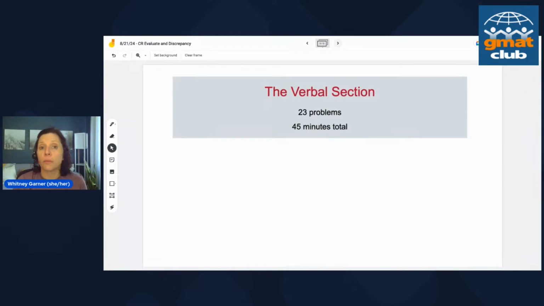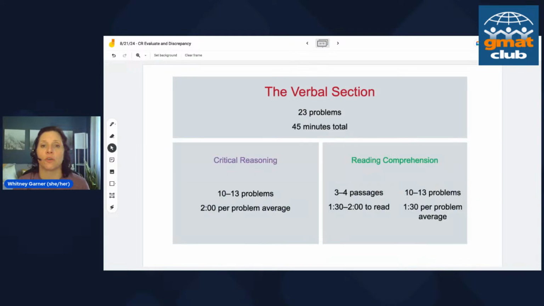Let's talk about the verbal section where critical reasoning finds its primary home. Yes, we do find some critical reasoning arguments in data insights in the 2-part, but most of your critical reasoning is going to be tested in the verbal section. For those of you working under standard time constraints, the verbal section is 23 questions with 45 minutes in total. We've got 2 different question types in the verbal section now. We've got critical reasoning and reading comprehension. They each make up about half of the questions, depending on how many passages for reading comp you see.